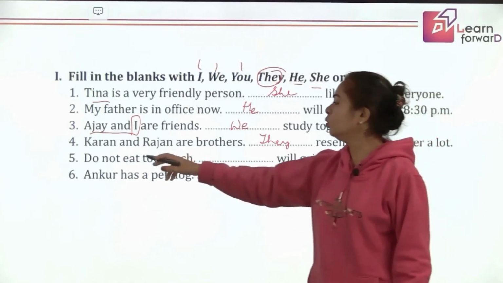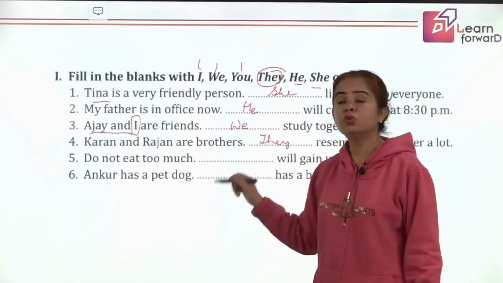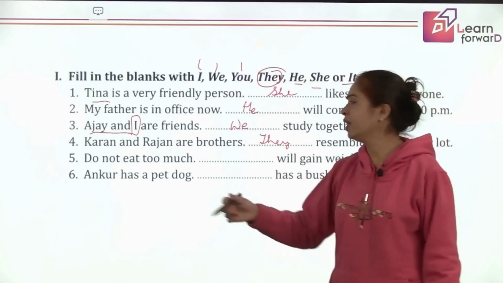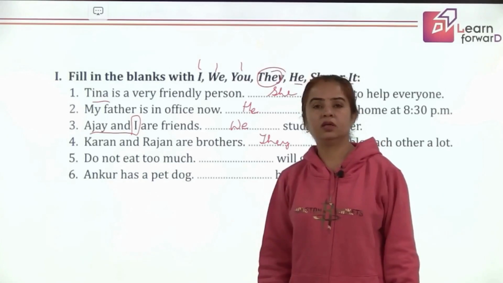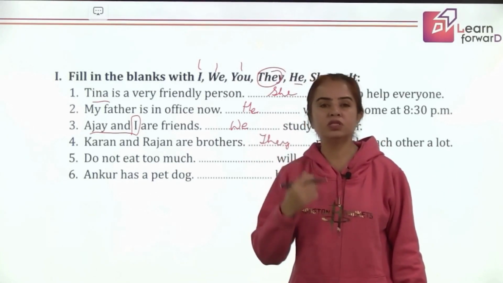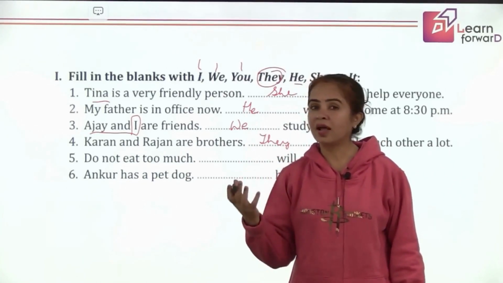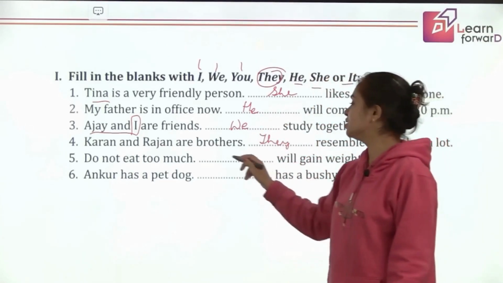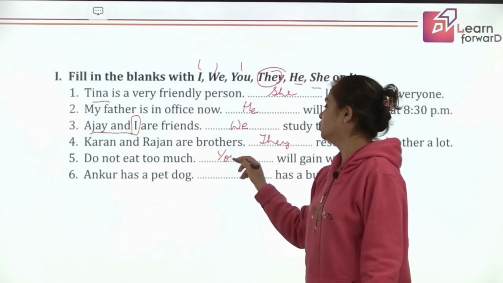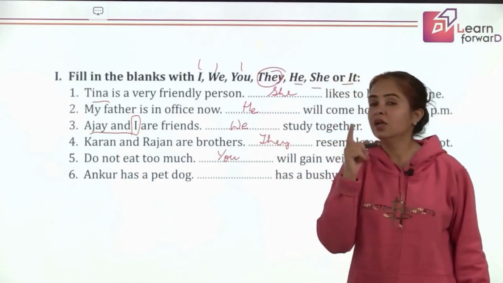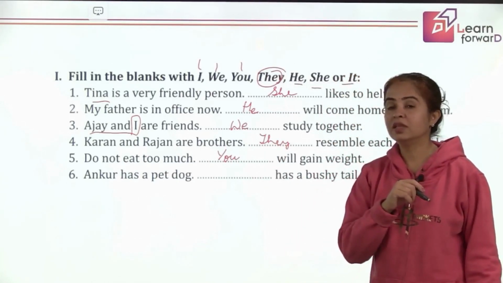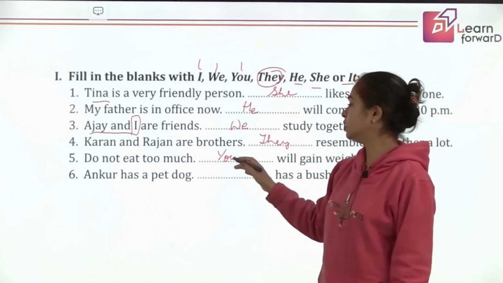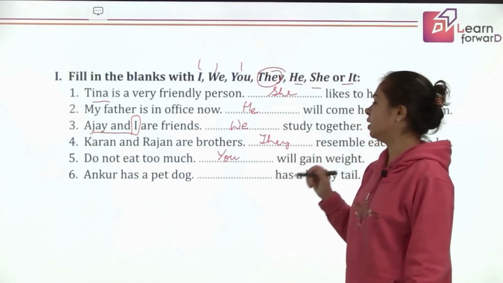Next, do not eat too much. Dash will gain weight. Now to whom are you saying do not eat too much? You are saying this to the person who is in front of you. Don't run. That means you are talking to that person. So for that, the listener is you. Like the doctor says, you do not eat too much. That means the doctor is talking to the patient, his own patient. So the patient is the listener. That is, you will gain weight.